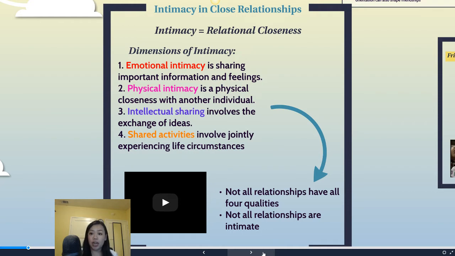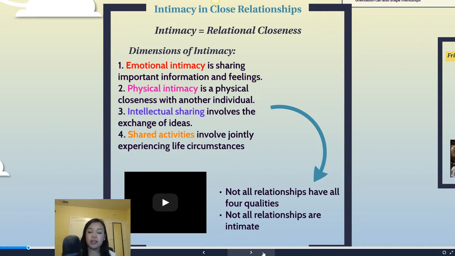Then, of course, we have shared activities. This is when you are able to do things with other people. And one interesting thing that research has found is that shared activities tends to be a higher rated form of intimacy among men than women. Men typically express their intimacy by spending time with one another by doing an activity such as playing sports or watching football or doing something as a shared activity, which is quite interesting when you look at that data. And we'll look at that a little bit later in our chapter as well.